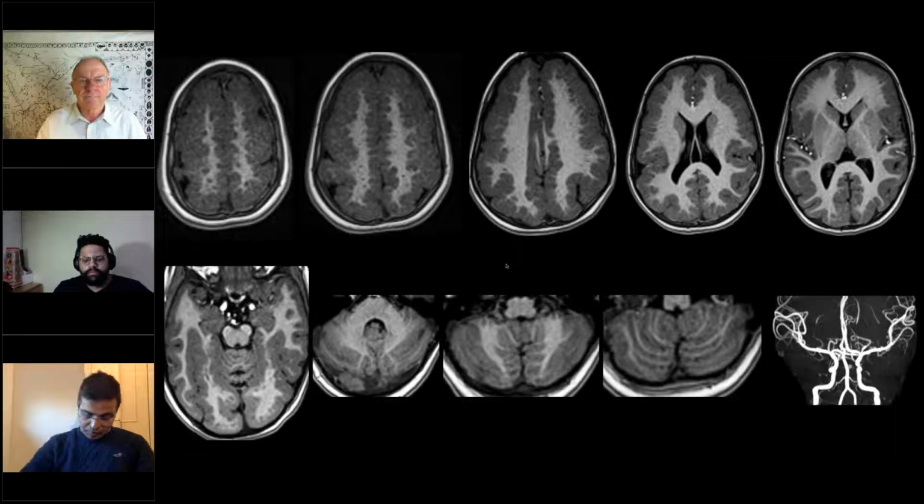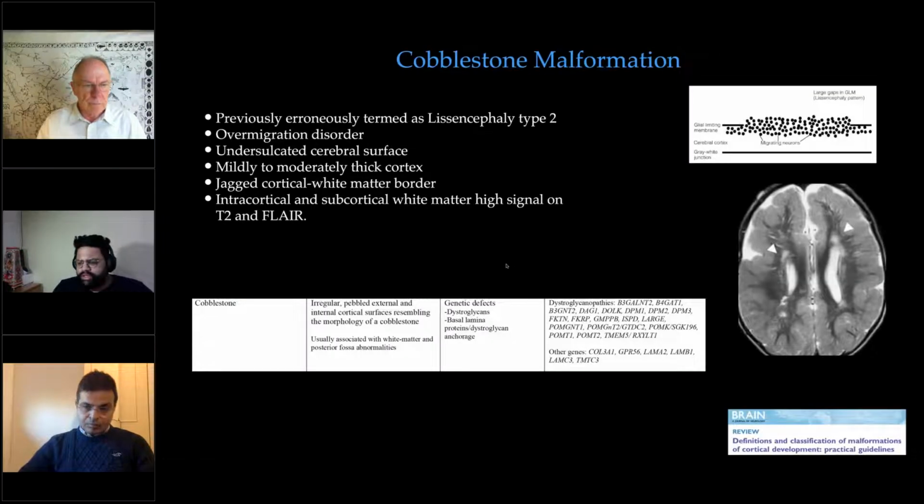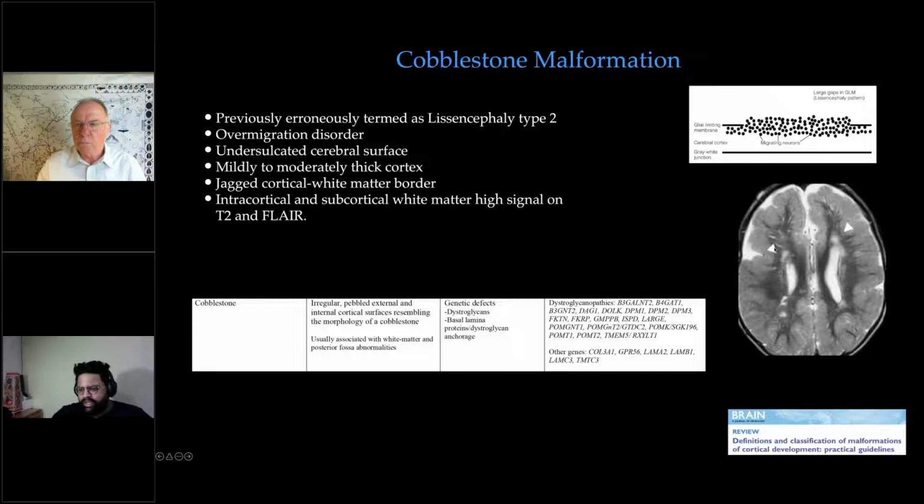Okay, Neha. So it's actually cobblestone malformations. They slightly differ from polymicrogyria, whereas the gap is slightly larger than the polymicrogyric cortex, resulting in this typical, jagged type appearance of the cortex with these intracortical and subcortical hyperintensities.